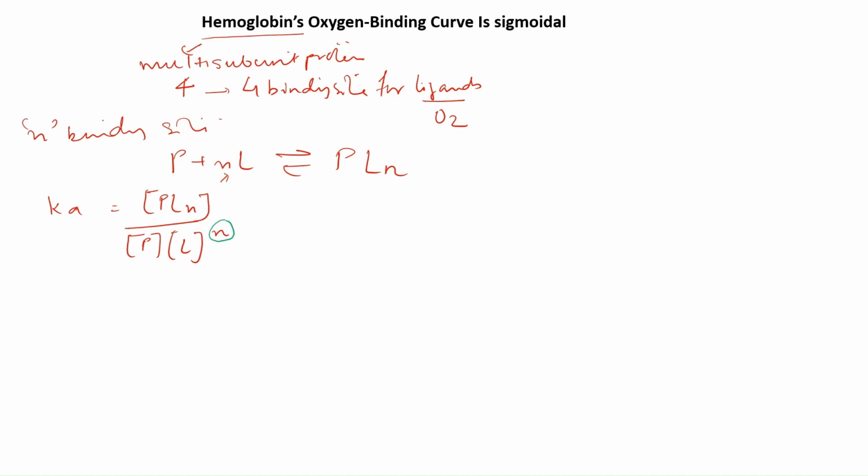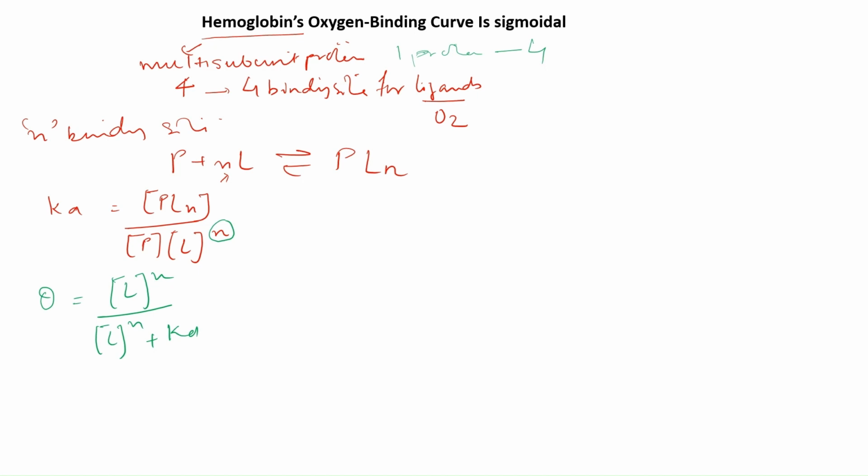In myoglobin, there is one ligand per protein because myoglobin is a single subunit. But hemoglobin is multi-subunit. That means multiple ligands can bind per protein. Here it is 4. How will it affect the theta equation? You remember this was the theta equation in the case of myoglobin also, here only n is added extra.